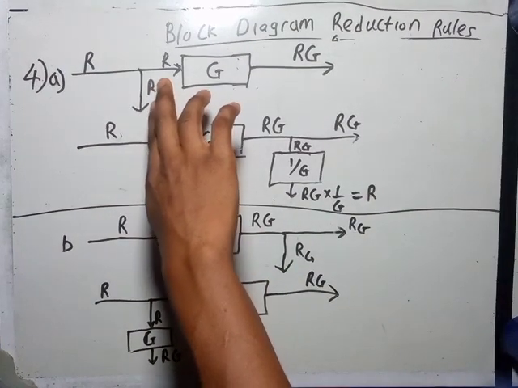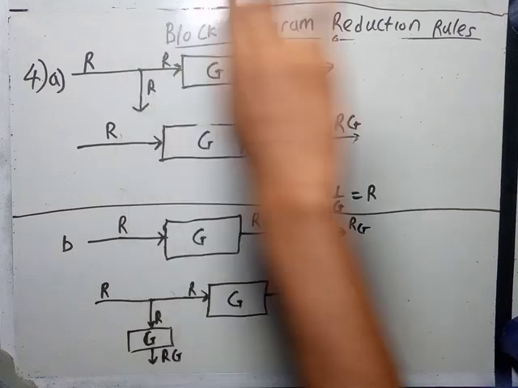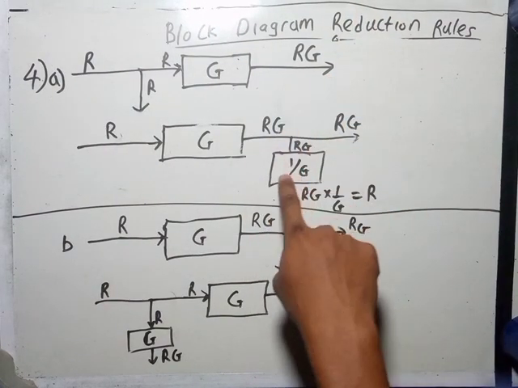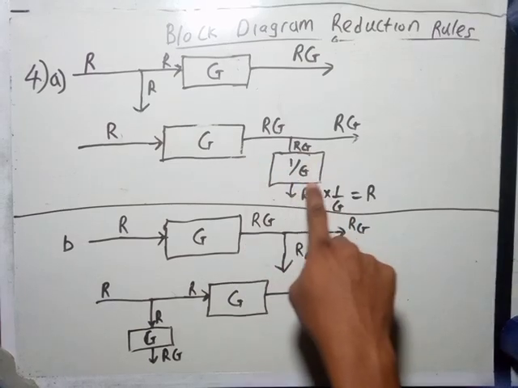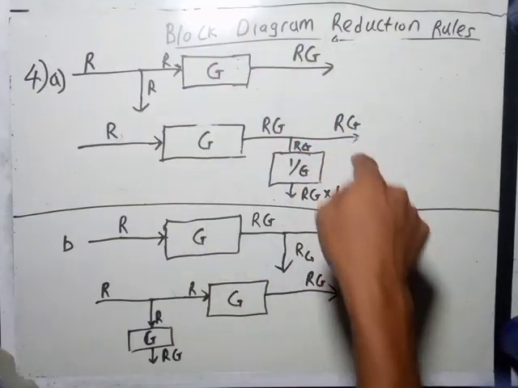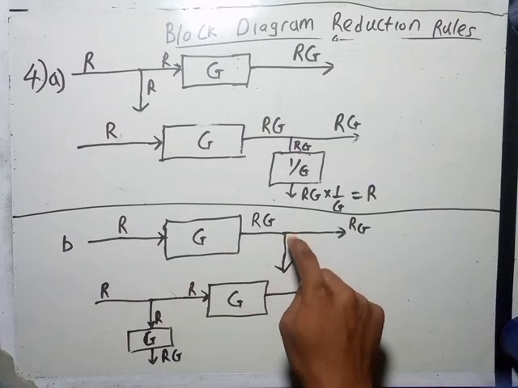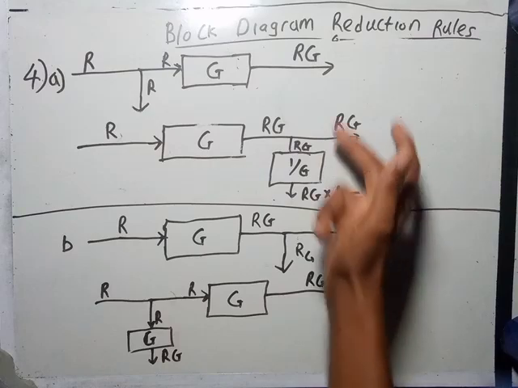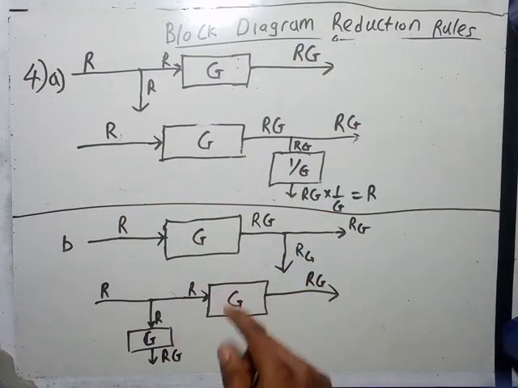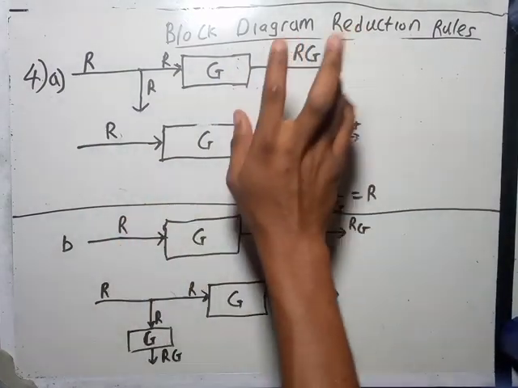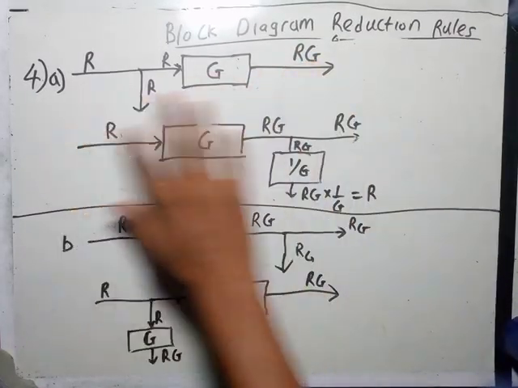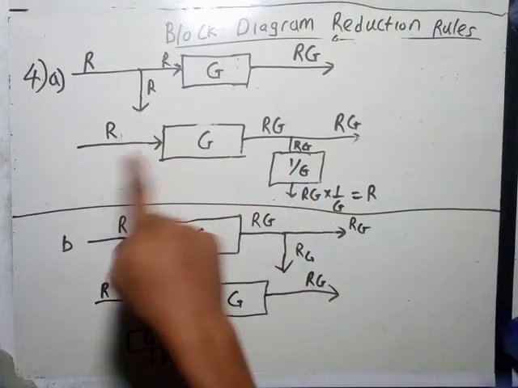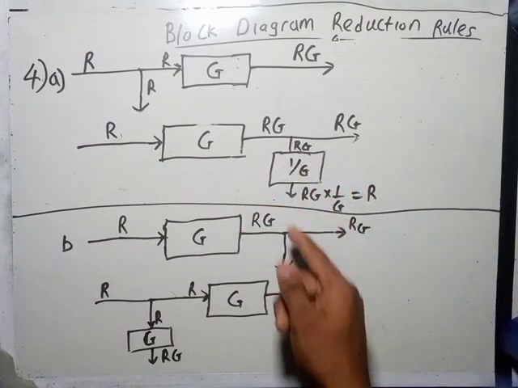If you're moving your branching point in front, you add your transfer function, which is 1 over this one that you crossed. Then try to take this backward also, using this same rule. You still see that you will get back the same output. If you take this back, since you're going to be multiplying by G, this will cancel out. You'll be having 1 here.